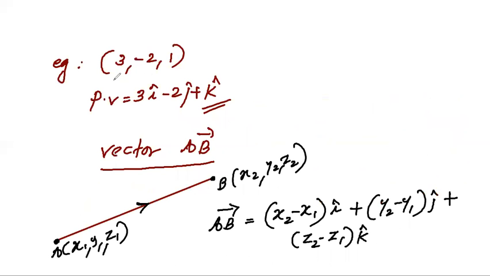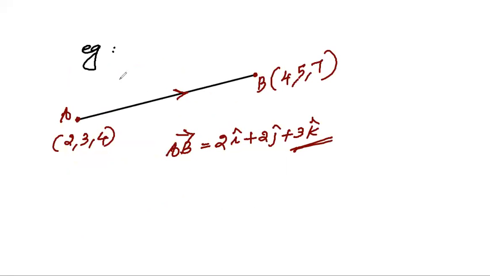We did one example again for writing the position vector of a point. Then we learned how to write vector AB. A is an initial point, B is a terminal point. From A to B, we can define a vector. That AB vector can be written as x2 minus x1 i, y2 minus y1 j, z2 minus z1 k. In the example I wrote here, from A to B, I drew a vector AB: 4 minus 2, 2i; 5 minus 3, 2j; 7 minus 4, 3k.